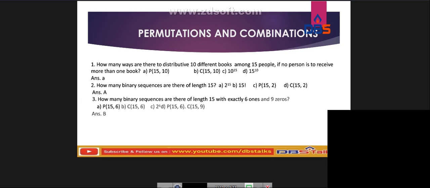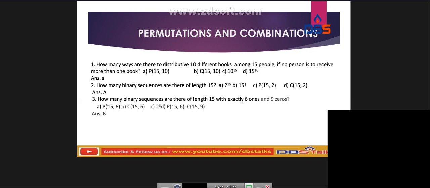Next one. How many ways are there to distribute 10 different books among 15 people if no person is to receive more than one book? So here we have 10 different books, and we need to distribute the 10 books to 15 people. If no person receives more than one book, what is the process? P of 15 comma 10.